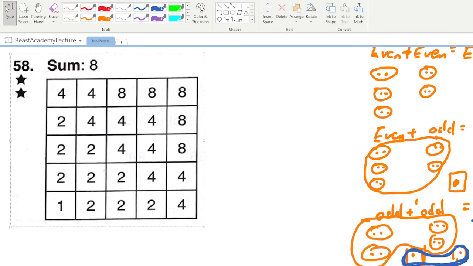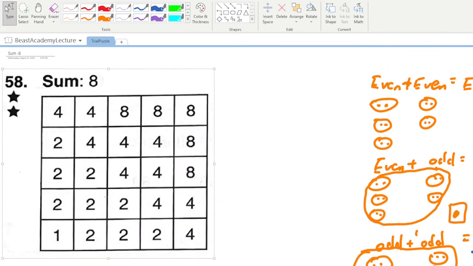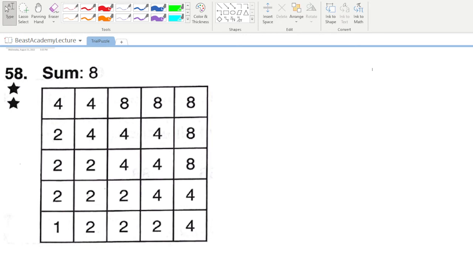Okay, so the problem is hard here because you have so many possibilities, right? So now we need to list all the possibilities in order to make it become 8, right? So what can we do? 8 can equal 8 plus 0. Am I right? Yeah. Anything else?